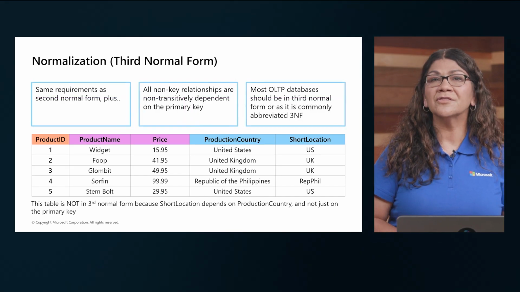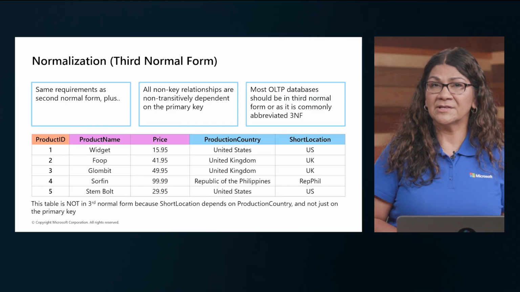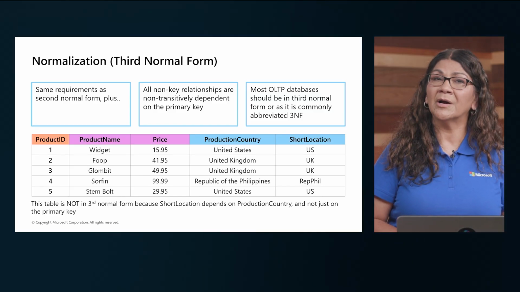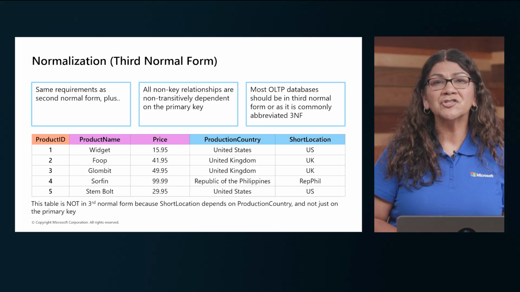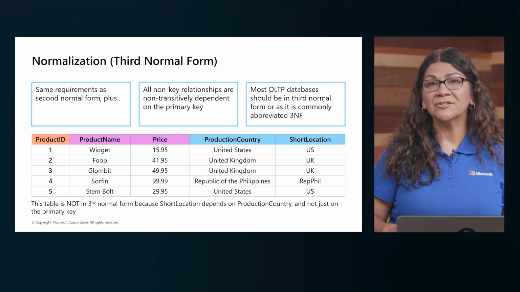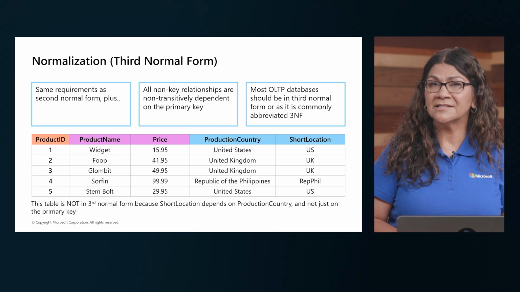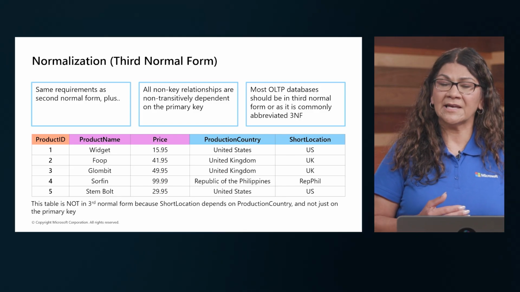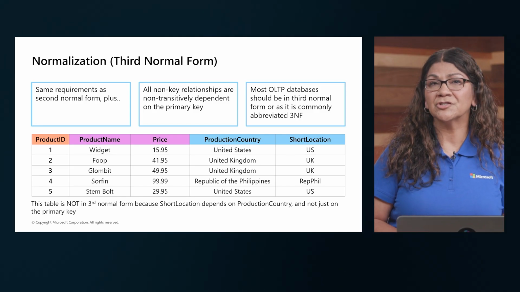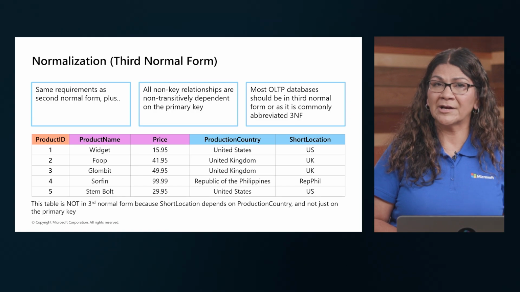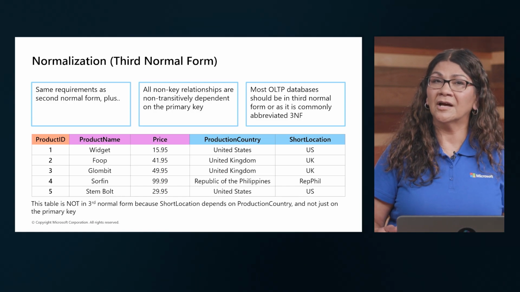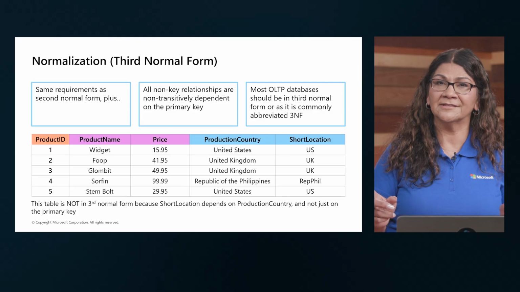The third normal form in database normalization builds upon the requirements of the second normal form by ensuring that all non-key attributes are non-transitively dependent on the primary key. In other words, attributes should depend only on the primary key and not on other non-key attributes, also known as fields.